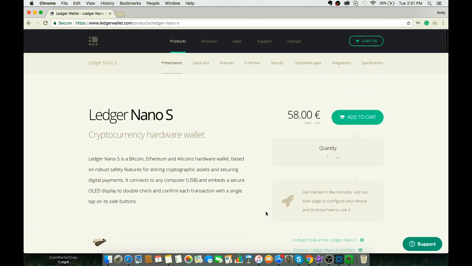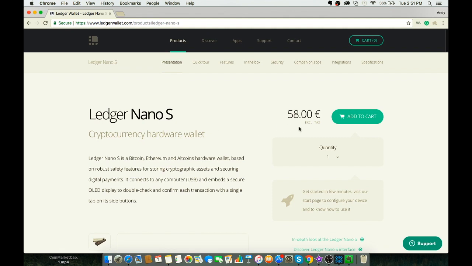This is a great option. The Ledger Nano S, it's relatively cheap, about $70 or $80 USD, and it used to take a few months to get it, but now you should be able to get it within a few days or a few weeks at the latest.